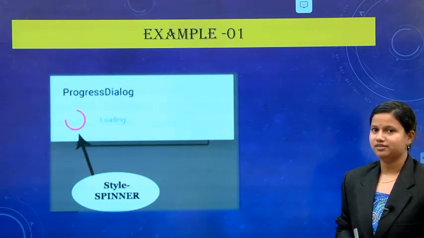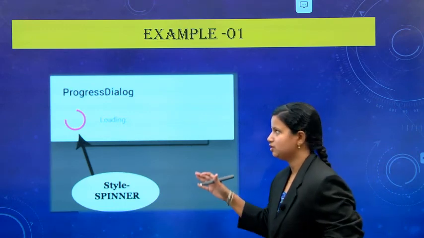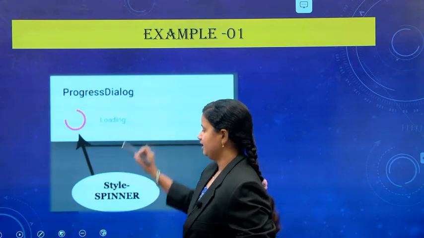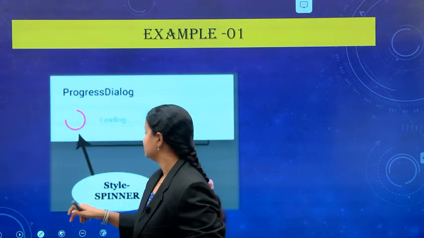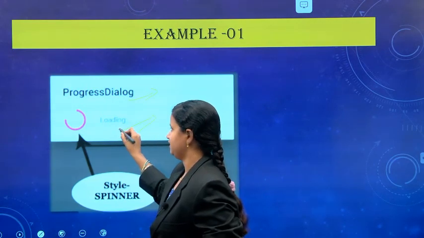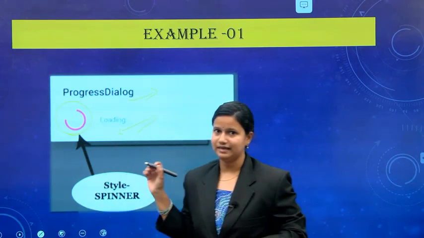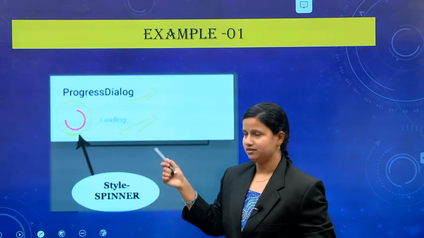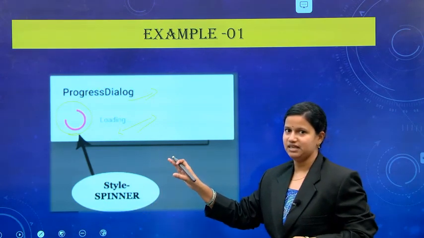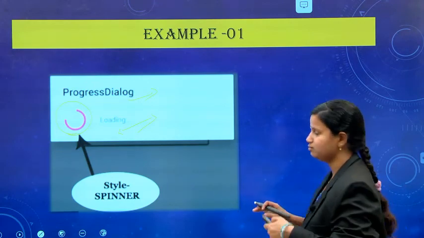As we have already seen this example, this is also one example for the progress dialog. The progress dialog will contain a message and a title, and along with the message it shows loading, and along with the progress style. The progress style is circular, so some spinner will be displayed. This is example 1, as we have already seen the corresponding code.